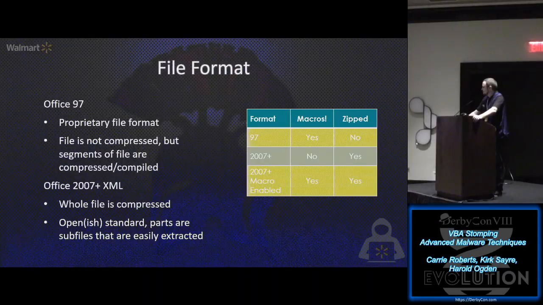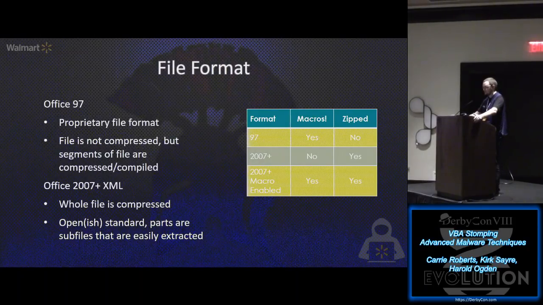I know this is something everyone's probably very familiar with at this point, but the old Office 97 format is a proprietary compound OLE file. It's not compressed, but some of the parts of it are. And it's usually, as we'll look at in a minute, named like .doc or .xls. We've all seen that a million times by now.